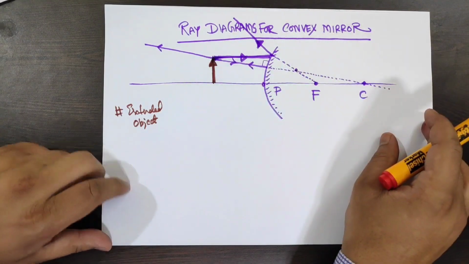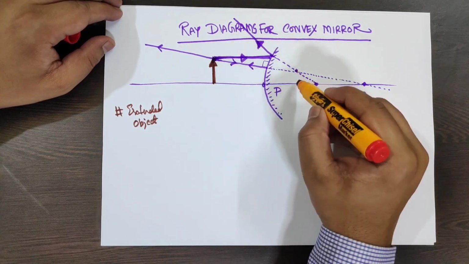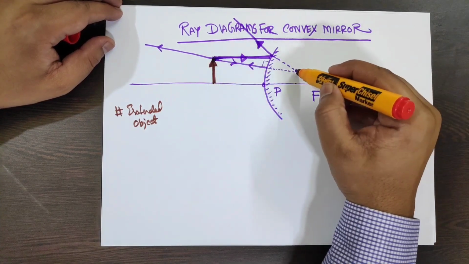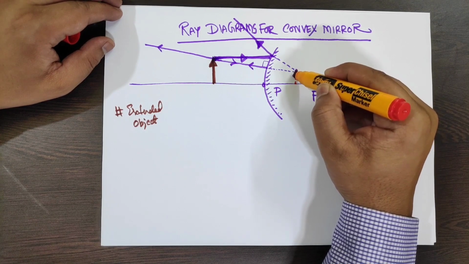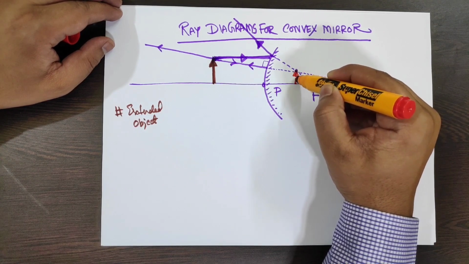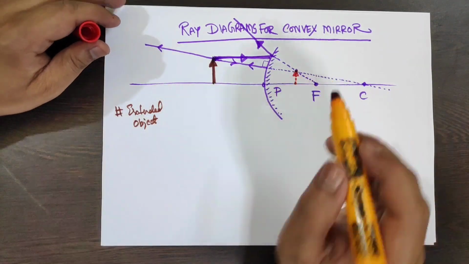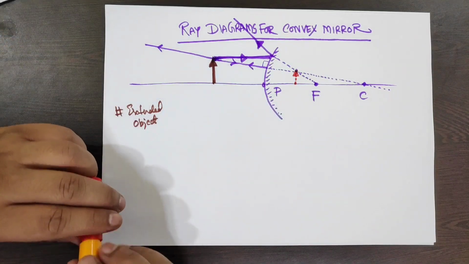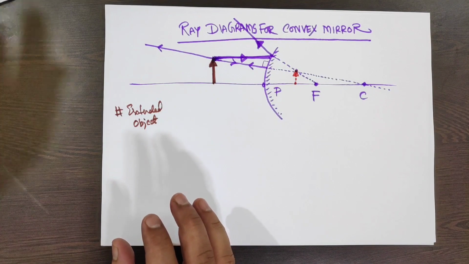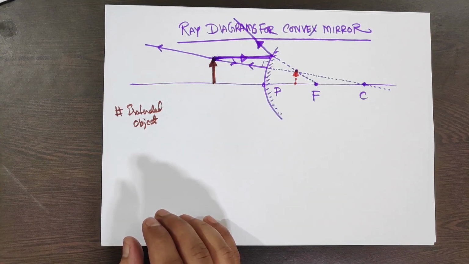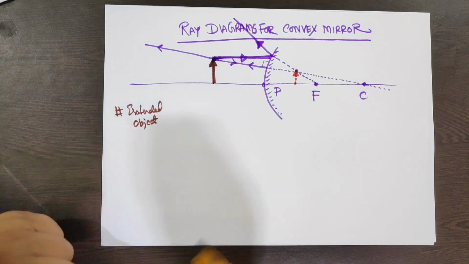See here, topmost point of the object, and for the lowest point, the image lies on the principal axis. So there it is. This is the image for the object, and it is shown by a dotted line because it's a virtual image. See this one.